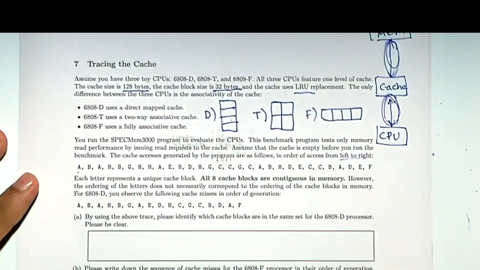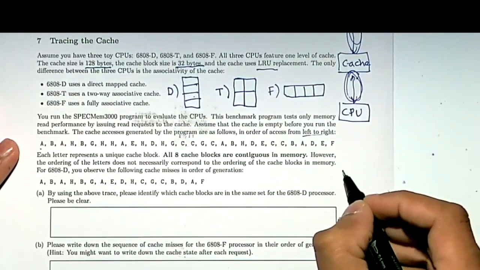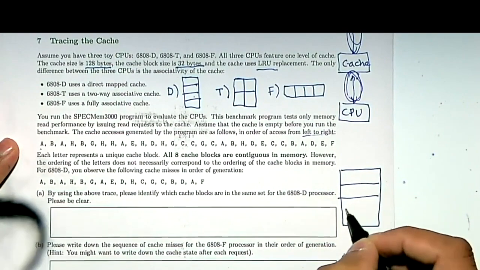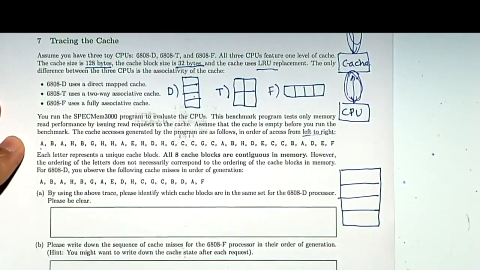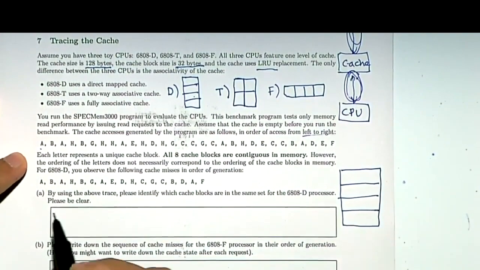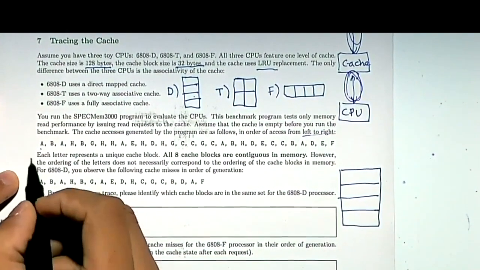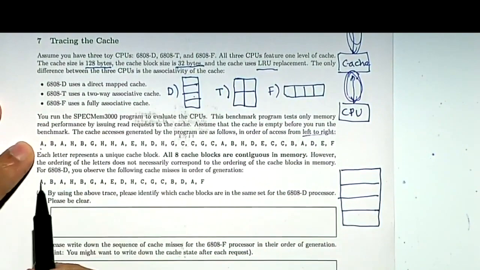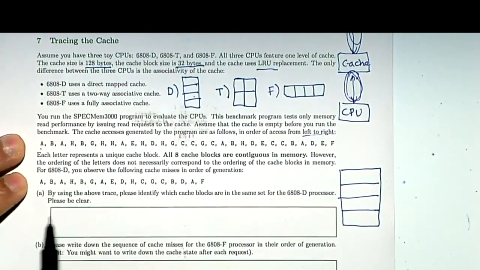So let's draw out an empty cache here. This is what our cache is going to look like at the beginning of the program with nothing in it, and these represent the 4 different sets. So at the beginning of execution, we have this sequence of accesses, which starts with A, and we have this sequence of misses.